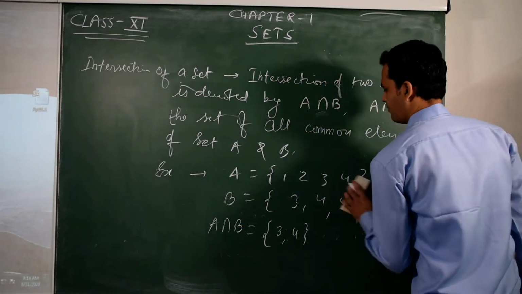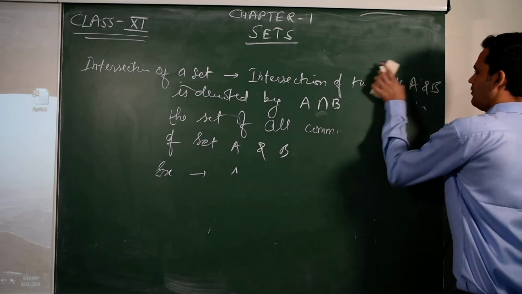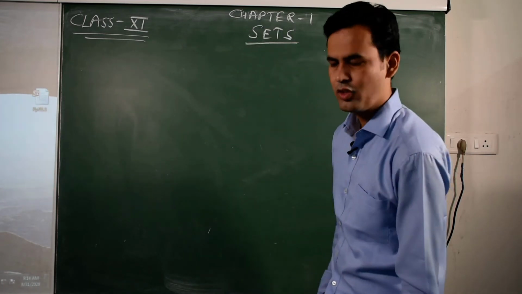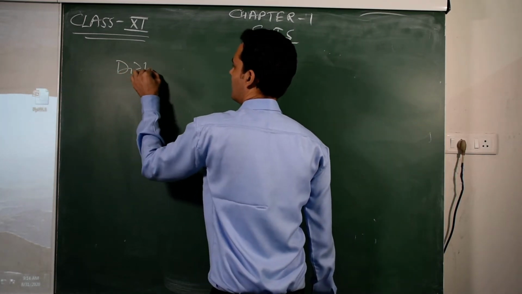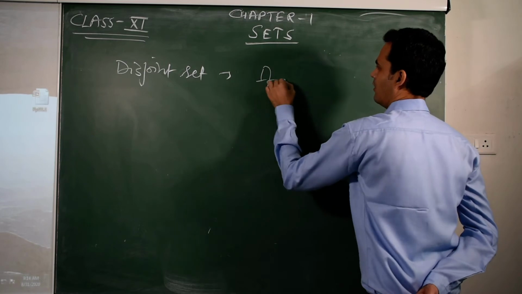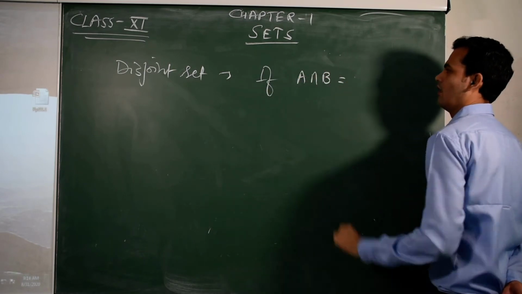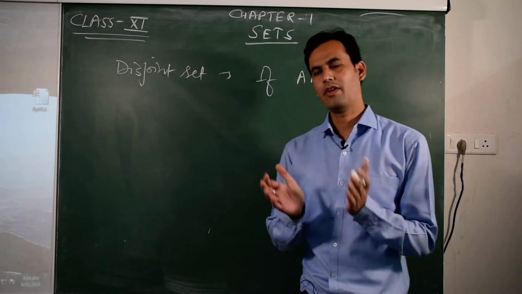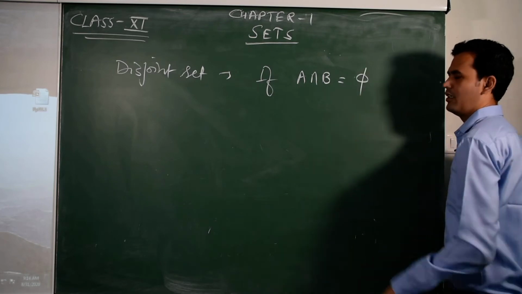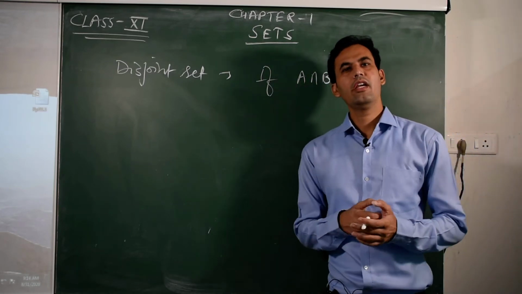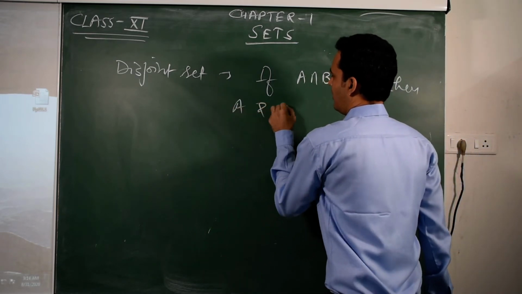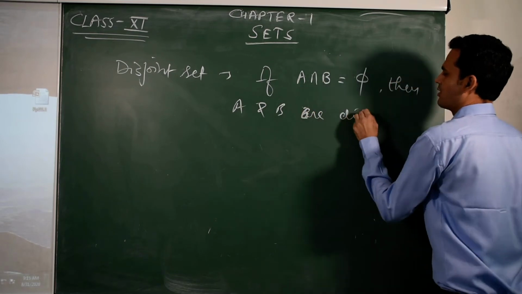Then third is disjoint of a set or disjoint set. If A intersection B, means the set of common elements of A and B, is equal to phi, it means there is no element in A intersection B, then A and B are disjoint sets.